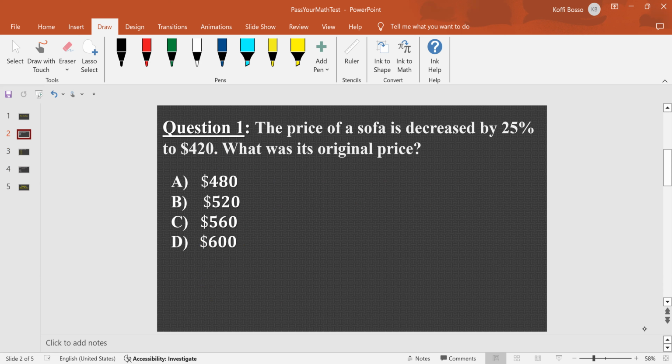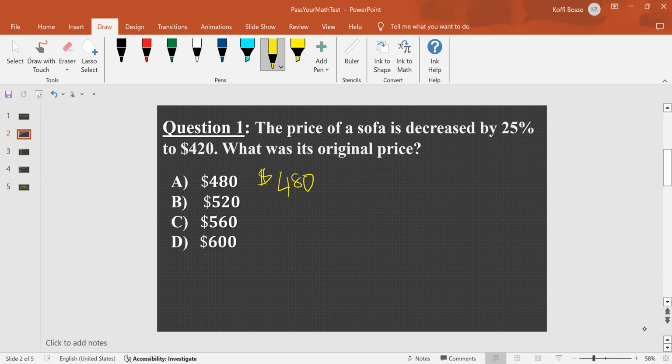They say the price of a sulfur is decreased by 25% to $420. What was its original price? The original price is somewhere here in the 4 choices. The method I want to use here is that I will assume the original price is 480. I don't know yet if that's the original price. I assume 480 because the correct answer is somewhere here.